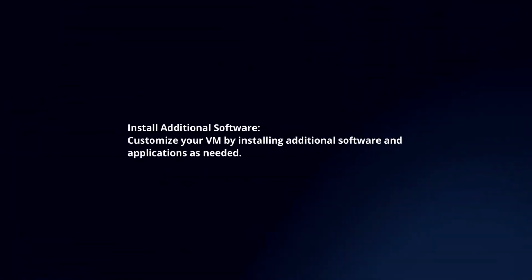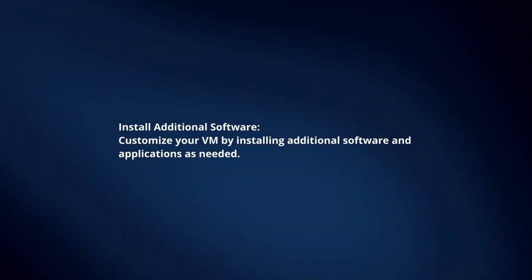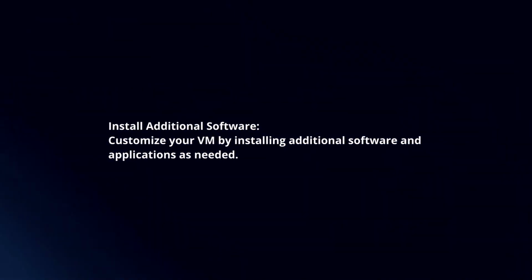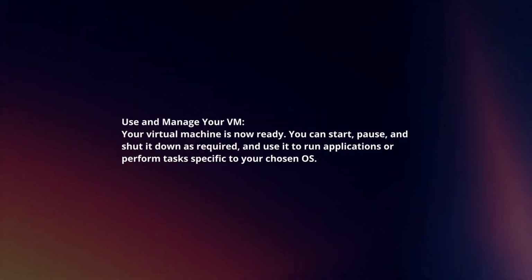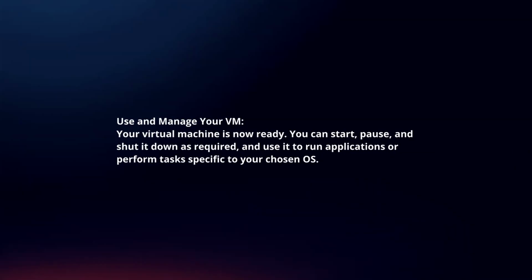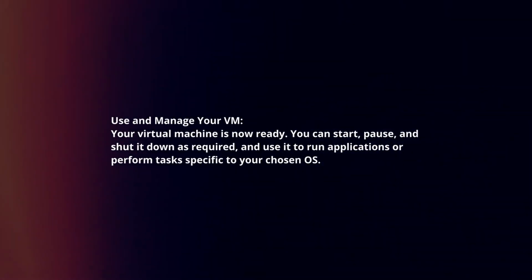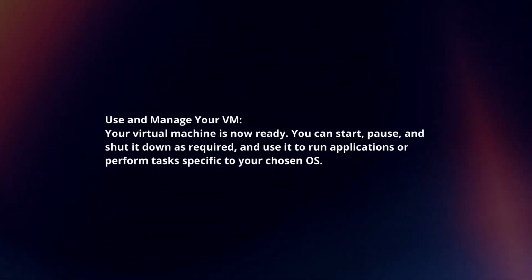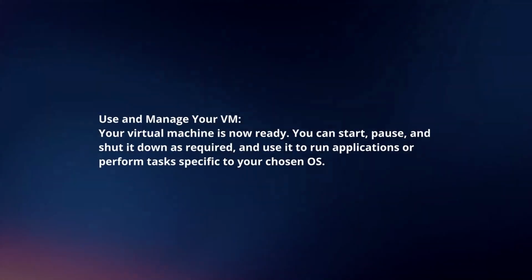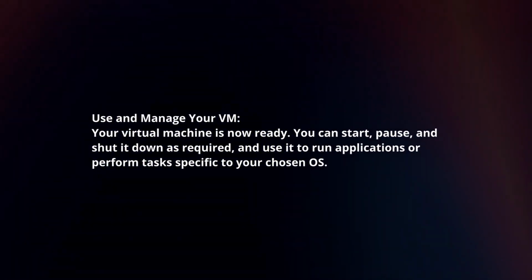Install additional software. Customize your VM by installing additional software and applications as needed. Use and manage your VM. Your virtual machine is now ready. You can start, pause, and shut it down as required, and use it to run applications or perform tasks specific to your chosen OS.